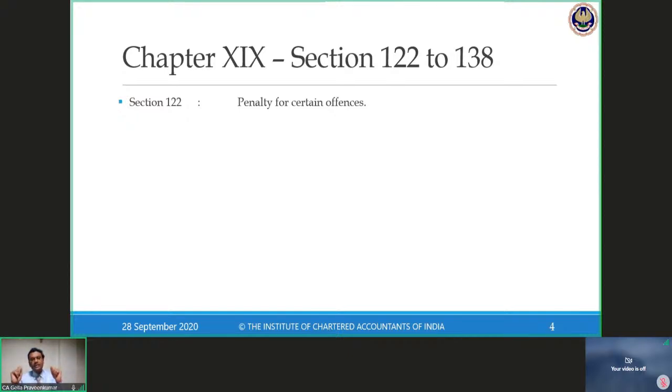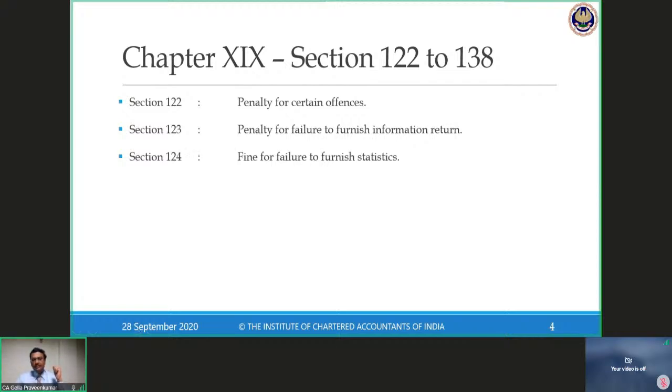So section 122, starting section, penalty for certain offences. This has got a list of offences. By and large, everything that we can think of was covered to a certain extent under section 122. Section 123 deals with your information written. We will understand what the information written is, how it will be used, etc., when we go through that particular provision. Section 124 deals with furnishing of statistics. Section 125 is your general penalty.